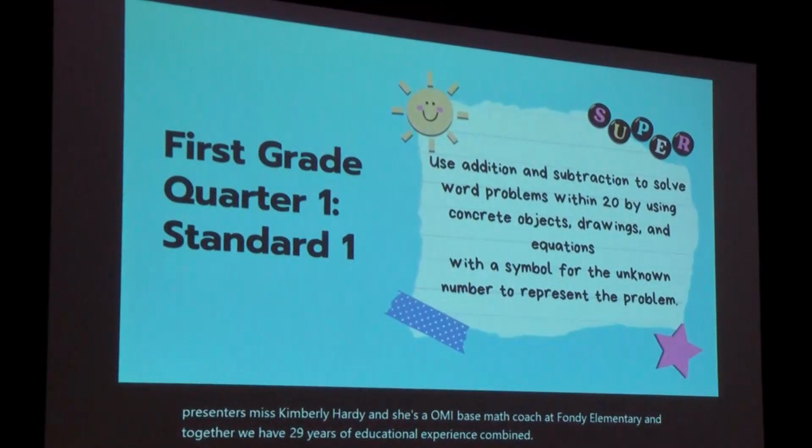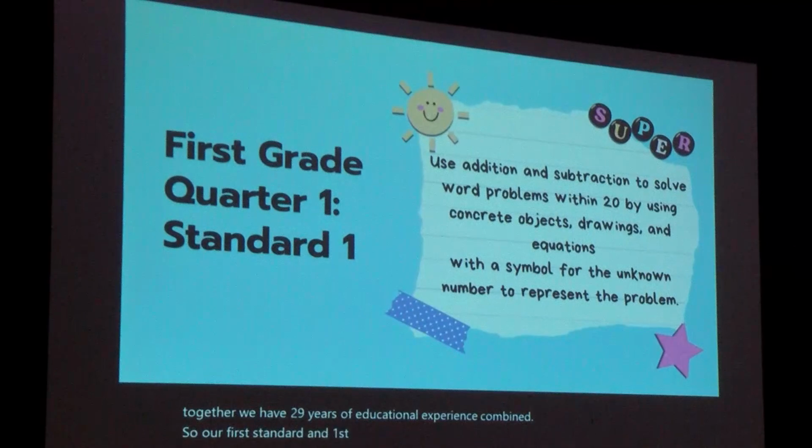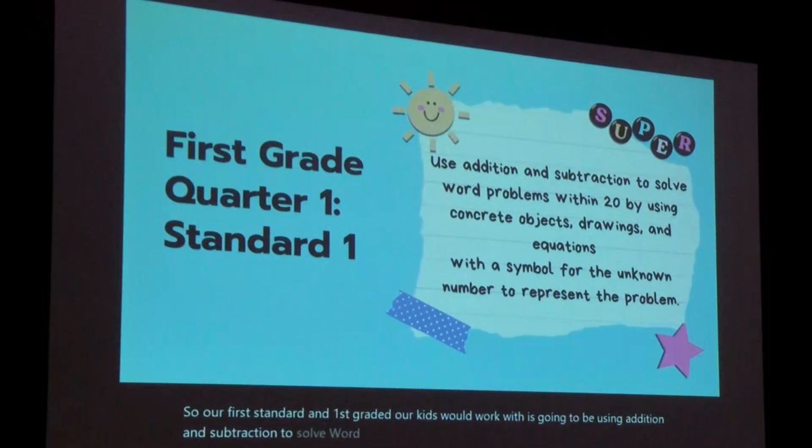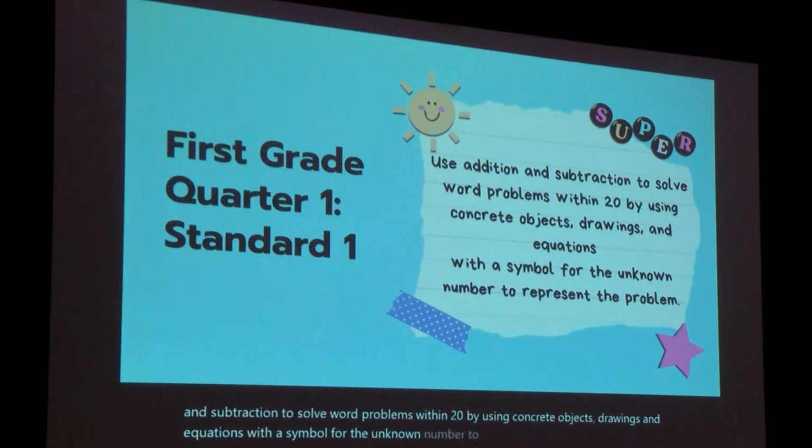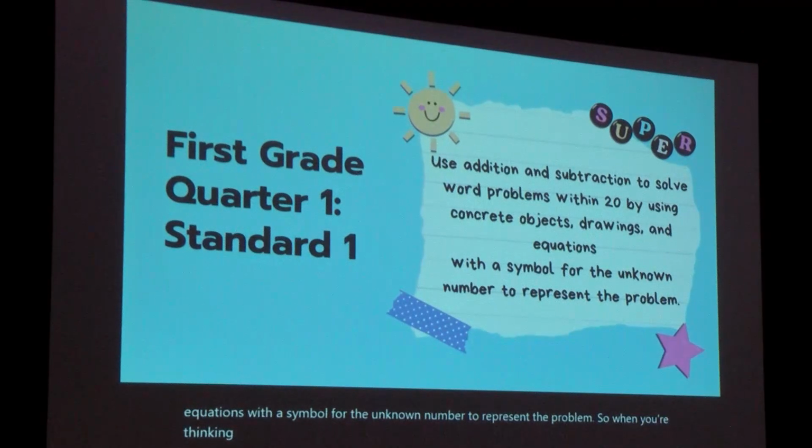So our first standard in first grade that our kids would work with is using addition and subtraction to solve word problems within 20 by using concrete objects, drawings, and equations with a symbol for the unknown number to represent the problem. When you're thinking about this standard and what your child would have to do, you're thinking about different ways and strategies to solve the problem.